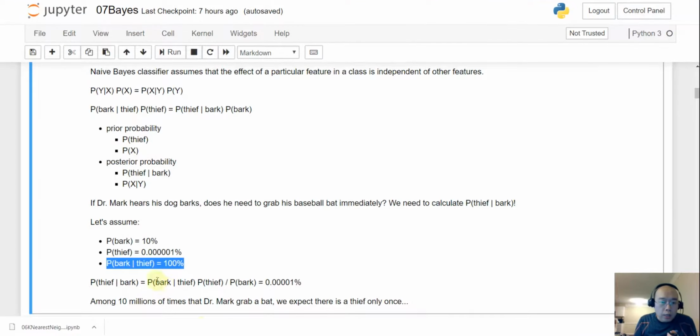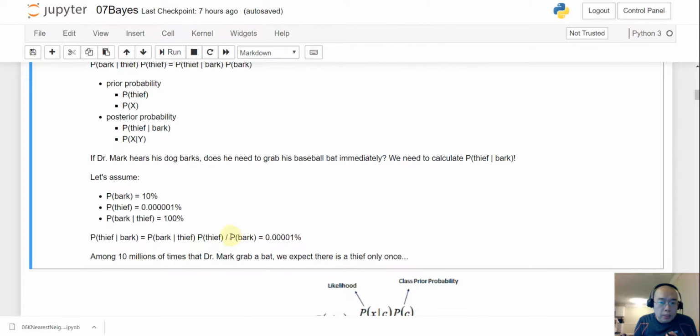If we move P(bark) from the left side to the right side, we can figure out the probability that there is really a thief given the dog barks. Using those 3 values, you can figure out the remaining value. You will see the probability is really low. This means that among 10 million times Dr. Mark grabs a bat, we expect there is only one thief.